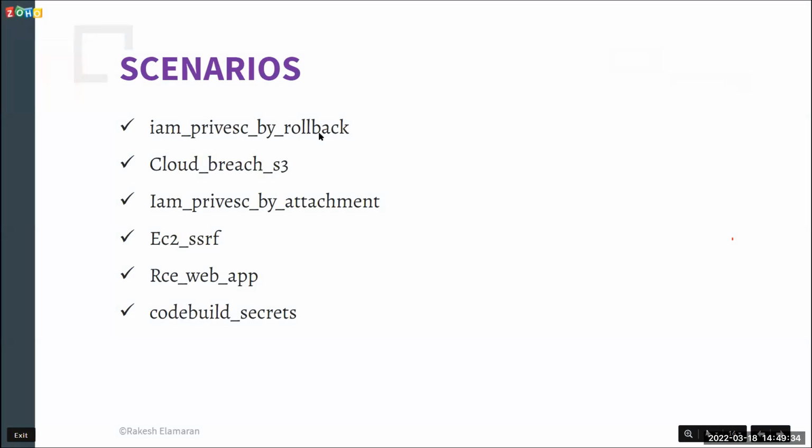Yeah, so these are the 6 different scenarios: IAM privilege escalation by rollback, which you can do using the rollback method. Cloud breach S3, which is an S3 bucket misconfiguration. When you solve this, it will leak some very sensitive data, because this is intentionally vulnerable. IAM privilege escalation by attachment, which is another one and easy to assess. And remote code execution using a web app, and CodeBuild secrets. So these are all the different scenarios.